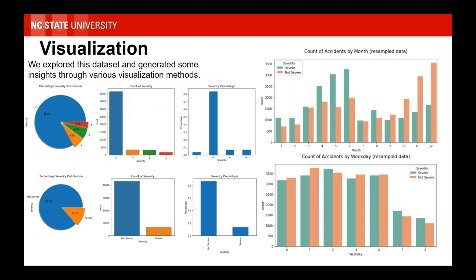We also explored the dataset and generated insights using various visualization methods. As we can see from the left two plots, the data is seriously unbalanced in different severity levels, and most of the accidents are classified as level 2 and 3. We regrouped the 4 levels into 2 levels, severe and not severe.